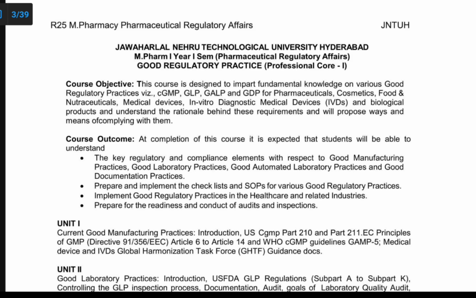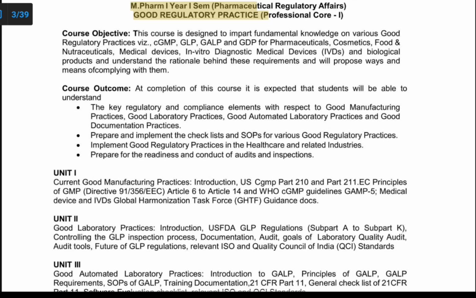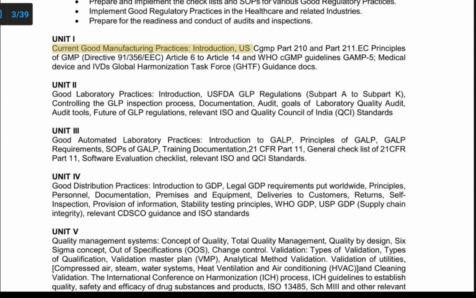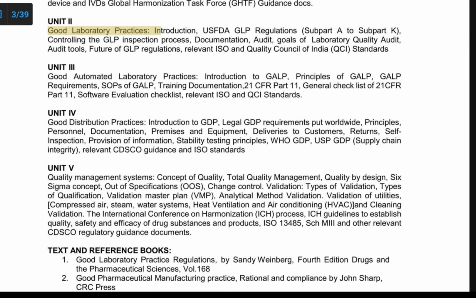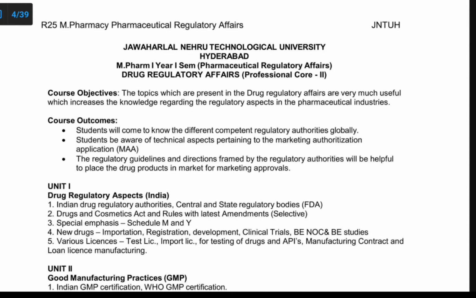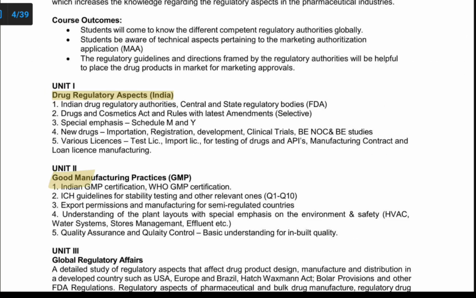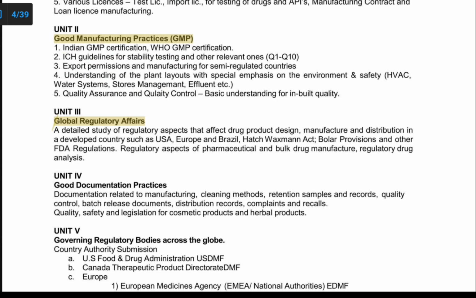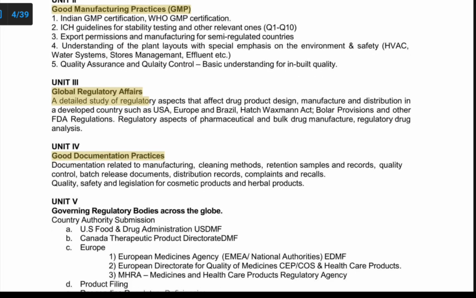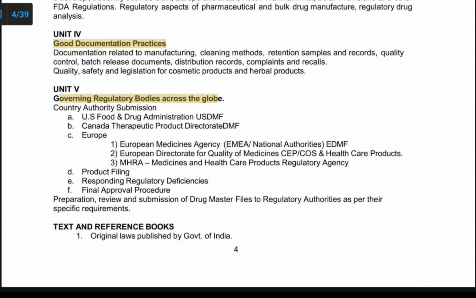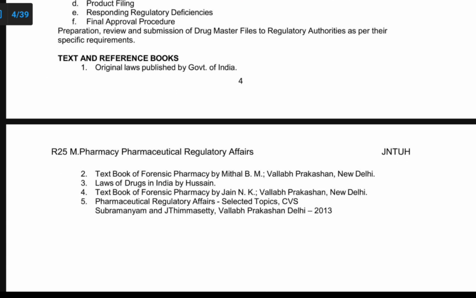And then in the first semester, the subject good regulatory practice covers current good manufacturing practices, good laboratory practices, good automated laboratory practices, good distribution practices, quality management system. And in semester 1, drug regulatory affairs covers drug regulatory aspects in India, good manufacturing practices, global regulatory affairs, good documentation practices, governing regulatory bodies across the globe.